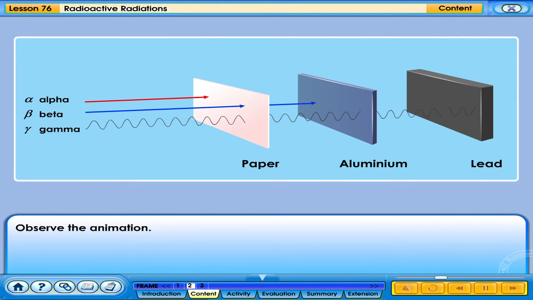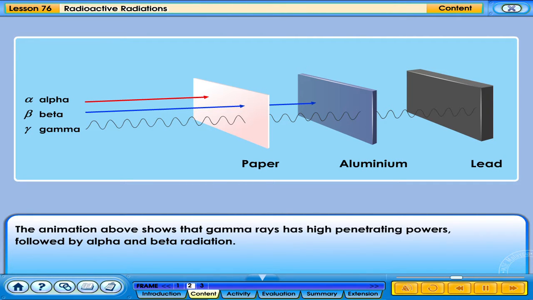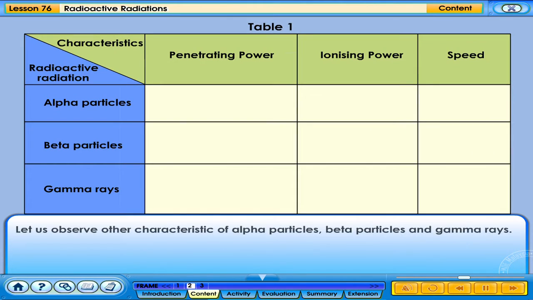Observe the animation. What can you deduce about the penetrating power of alpha, beta, and gamma radiation from the animation shown? The animation above shows that gamma rays have high penetrating power, followed by alpha and beta radiation. Let us observe other characteristics of alpha particles, beta particles, and gamma rays.